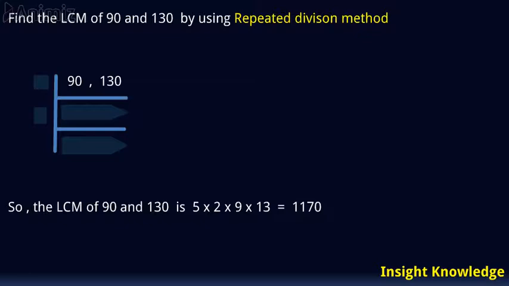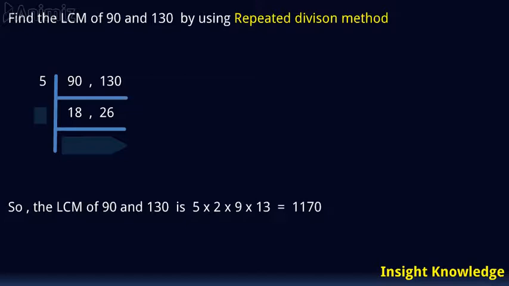Take the numbers 90 and 130. These two numbers can be divided by 5. Divide 90 and 130 by 5. What will be the answer? 18 5s are 90 and 26 5s are 130. So what are the answers we get? 18 and 26. Here, students, you see 18 and 26 both are even numbers.